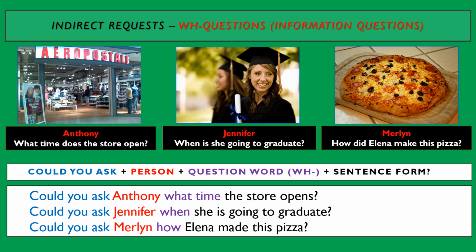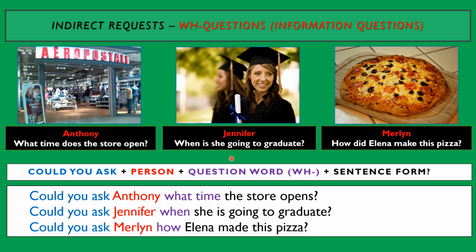For indirect requests with WH questions or information questions, we need could you ask or can you ask plus the person plus the question word, the WH, plus the sentence form again. For example, this question is for Anthony. It says, what time does the store open? So it says, could you ask Anthony what time the store opens? The sentence is, the store opens.